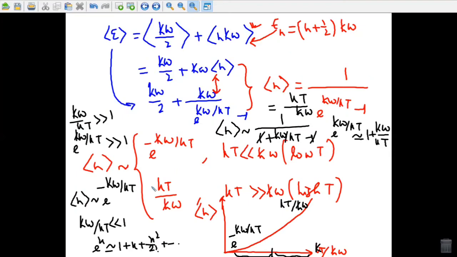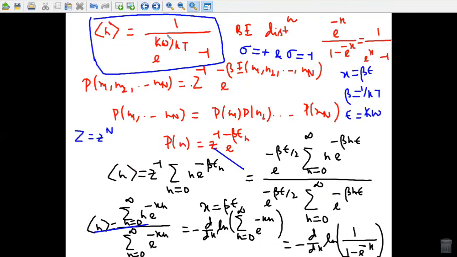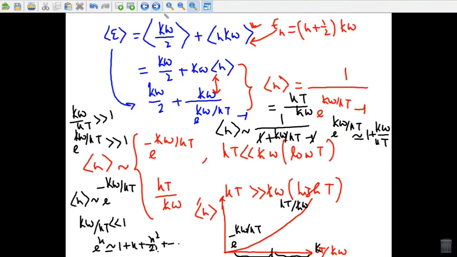So another exercise is to prove that this average has these asymptotic behaviors. So how do I do that?